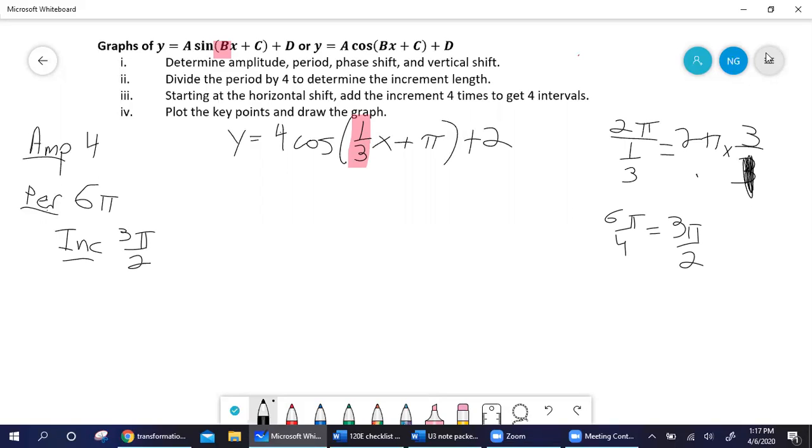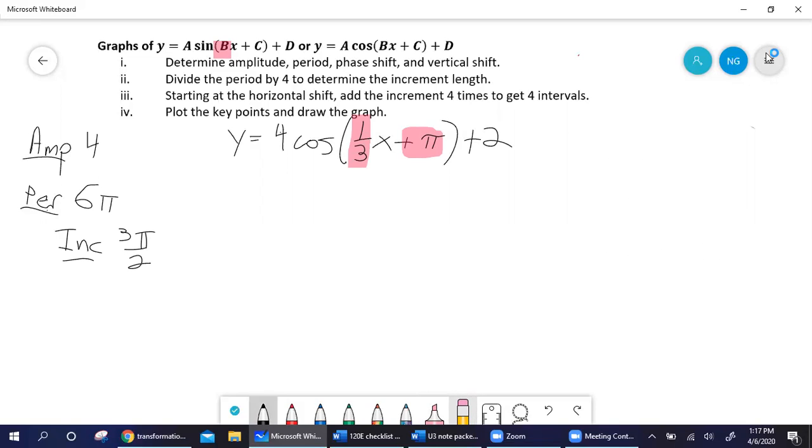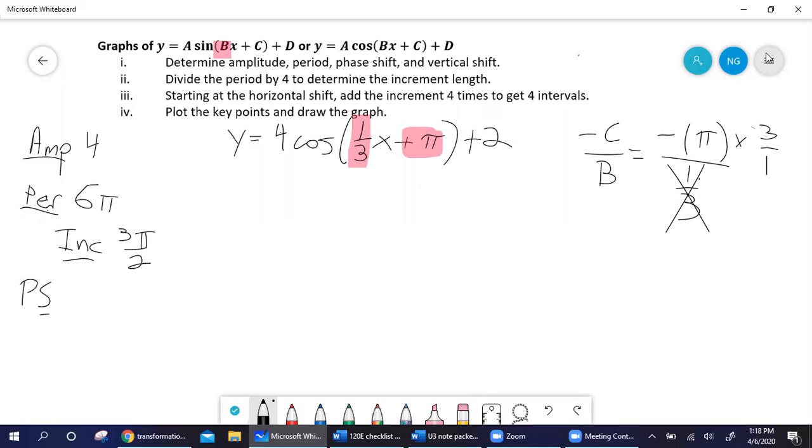This does have a phase shift because there is something being added inside of the parentheses. So reminder, for our phase shift, negative c over b. So the c number is pi, so it'd be negative pi over 1/3. Multiply by the reciprocal, and that'll give me negative 3 pi. So there's a phase shift of negative 3 pi.